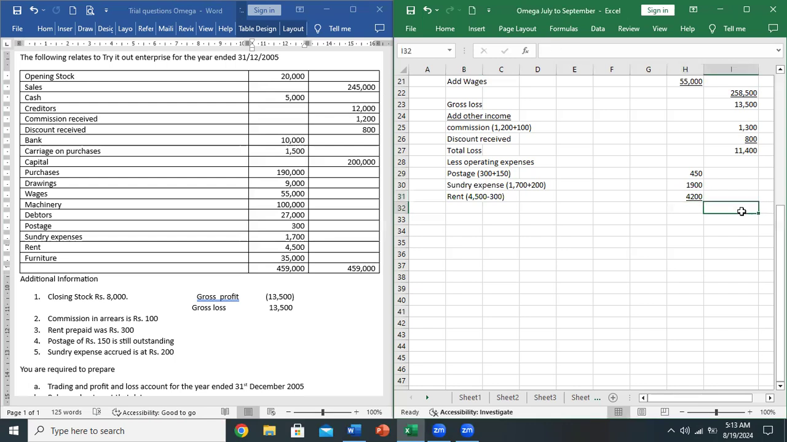So you add these expenses to give you your total expenses, which is going to be 450 plus 1,900 plus 4,200. We have 6,550. So we are supposed to less these expenses from this income, but unfortunately the income is negative. So it's going to be negative 11,400 minus 6,550, and that's going to give us 17,950, and that is a net loss.